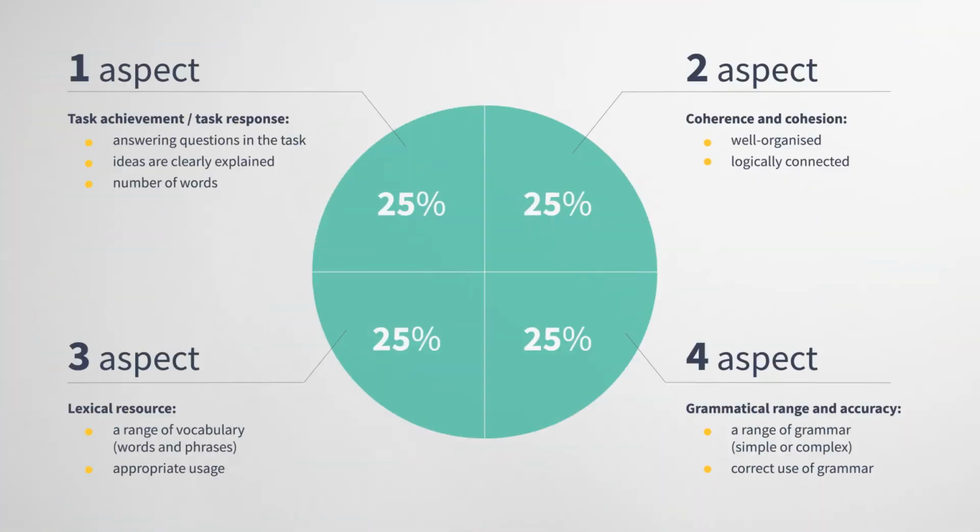Each of these criteria makes up 25% of your writing score, so all of them are equally important. Our course will help you improve your writing in each of these criteria and finally get a higher band.